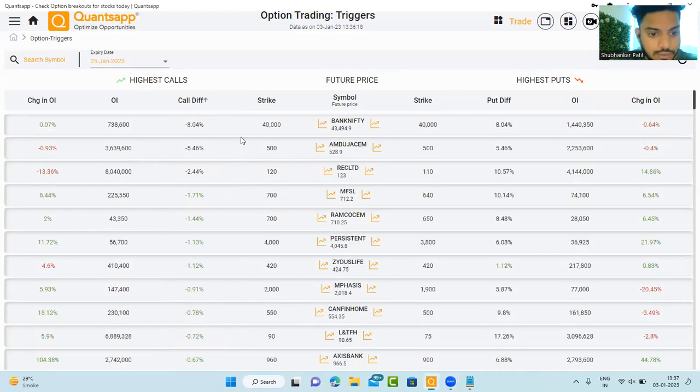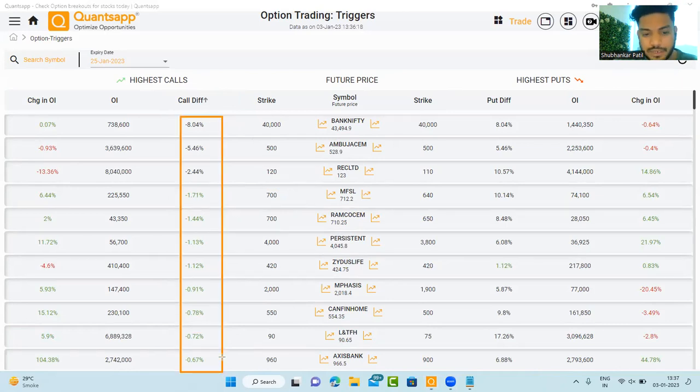So if I just click on call difference, we will get to see that. It is sorted automatically in ascending order. The lowest call difference will appear first. Negative means that a breakout has already happened. It is already trading above the highest call. So that is not where the area of interest is.